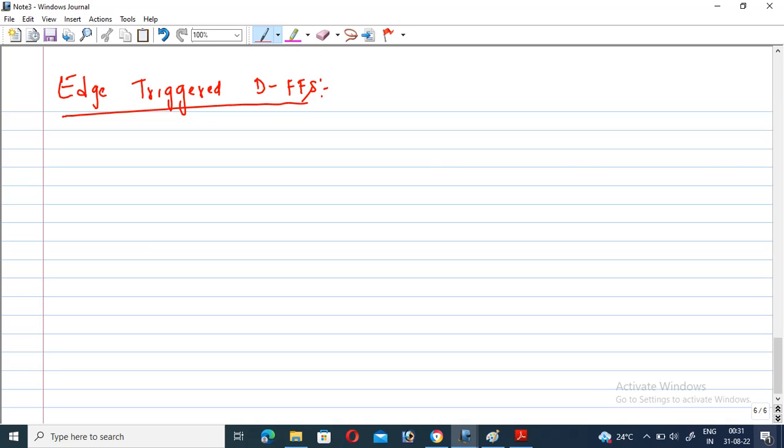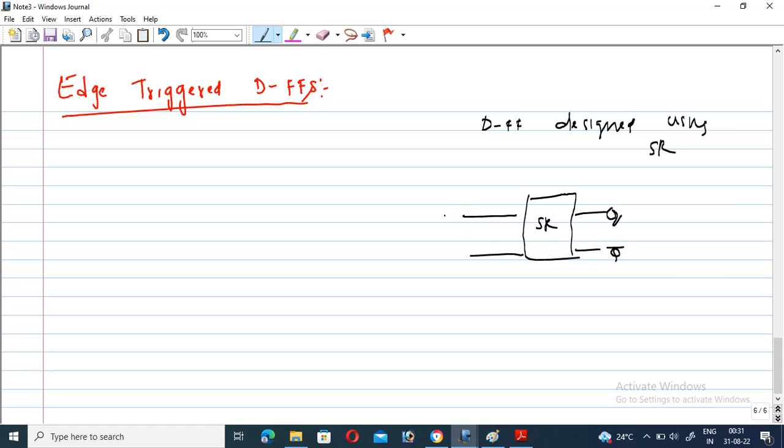Now in this video we are going to see how edge triggered D flip flops work. So let us see the block diagram for D flip flop. Obviously we know the simple logic for D flip flop. D flip flops are designed using SR flip flops, if you know the SR and Q bar concept. It is a clock signal for positive edge. If you tie these together with an opposite NAND gate, we can get the D flip flop. So this is a basic diagram.